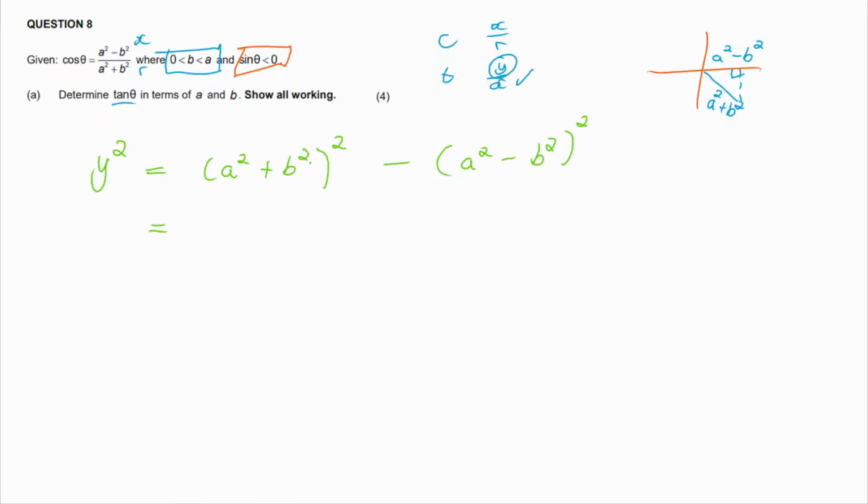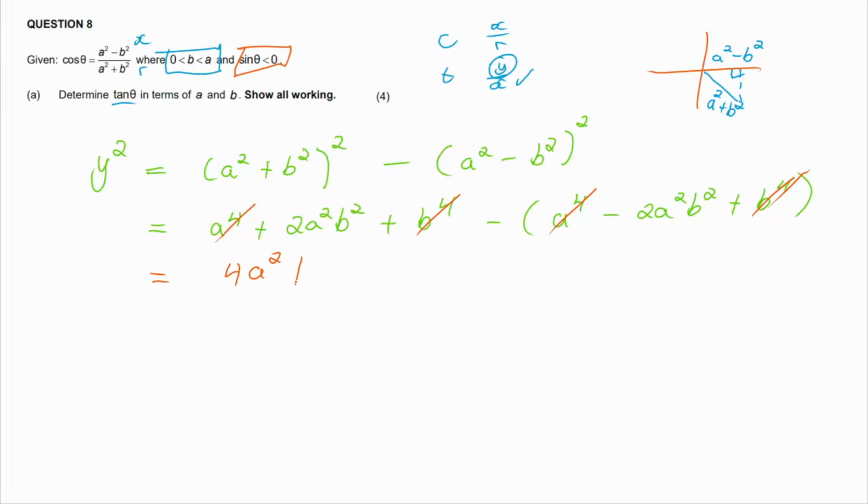So what I'll do here is show you the short way. It's a to the 4. You can write this twice and FOIL, but I'm just going to do the short way. You'll find you get the same thing, plus b to the 4. Then here, minus, a to the 4 minus 2a squared b squared plus b to the 4. If you do the algebra, collect like terms, what you'll notice is this and this will cancel, this and this will cancel, and what you're left with is 4a squared b squared. So y squared is equal to that, but we need y.